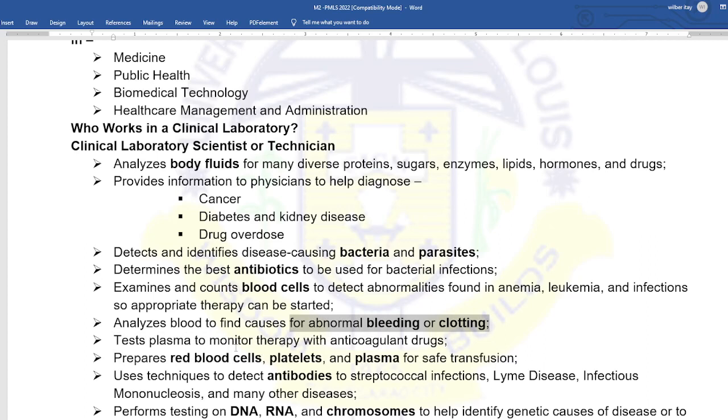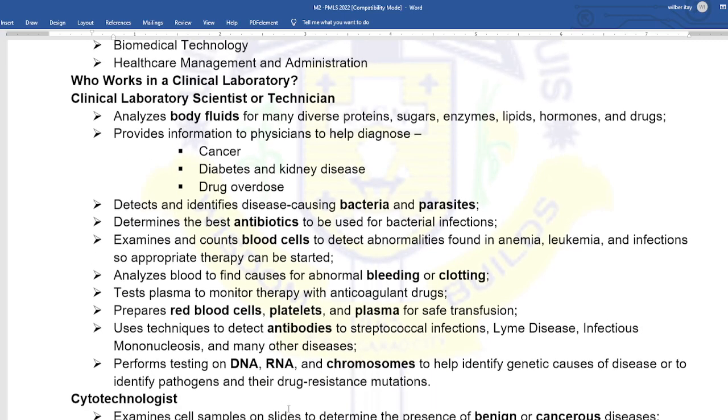So ito sa hematology din. Test plasma to monitor therapy with anticoagulant. So hematology, this one under blood banking. Okay, in blood banking, it's about blood donation and the preparation of the blood through several components that will be given to patient for transfusion. So this is under immunology. Uses techniques to detect antibodies to streptococcal infections, Lyme disease, infectious mononucleosis, and many others. And this one naman is under molecular biology.